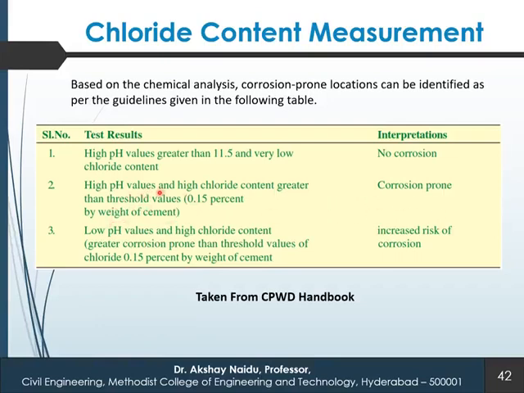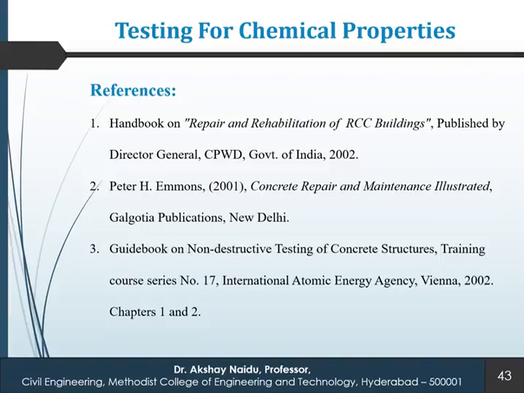although the pH value is high, but because chloride content is high, it is corrosion prone. If carbonation takes place, immediately corrosion can happen. If low pH values and high chloride content, pH is low and chloride content is high, naturally, then there is increased risk of corrosion. So with this, we come to a conclusion of testing for chemical properties.